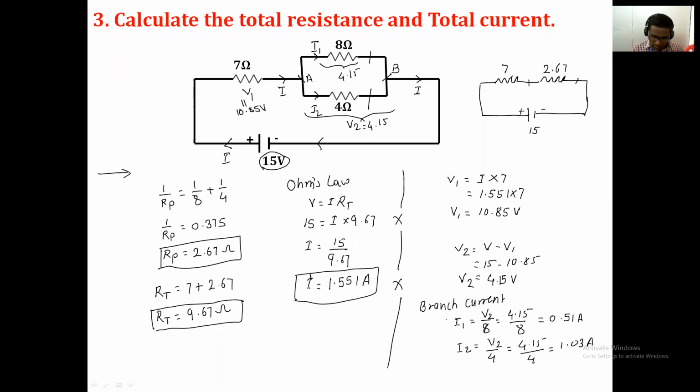आता या I1 आणि I2 ची ऍडिशन करा, which must be equal to 1.55. Approximately it comes. Is it right? येते का? 1.54. अप्रॉक्सिमेटली येणार ना, पण पहिल्या फर्स्ट डिजिट पर्यंत तर सेम येते आफ्टर फ्रॅक्शनल पॉइंट. 1.5. It means that it's correct.